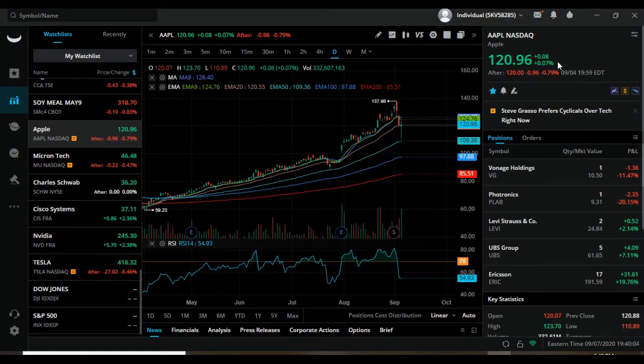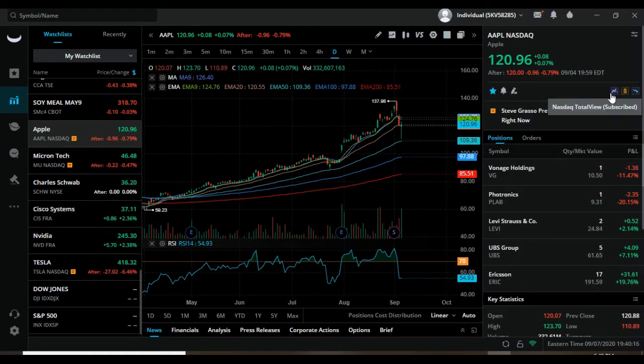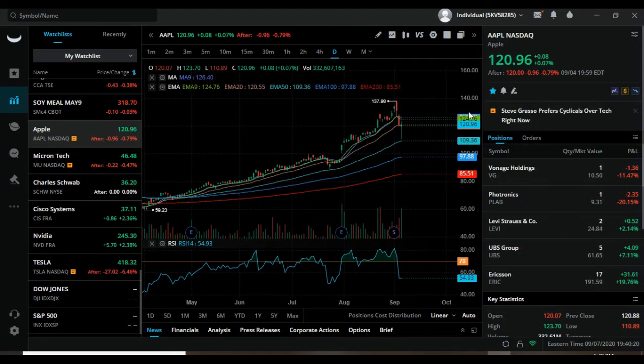Again, if you're swing trading or investing, it's not a big deal. If you are day trading, yeah, you definitely are going to want to have the NASDAQ Total View, which is pretty cheap. I think it's like $8 a month or something like that. And I even think they're offering a promotion right now where they're giving it to you for like 3 months free. So definitely take advantage of that.